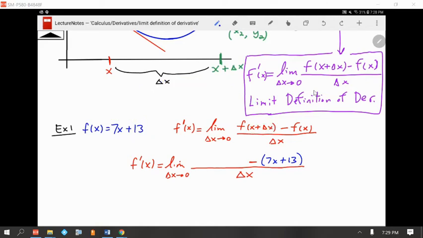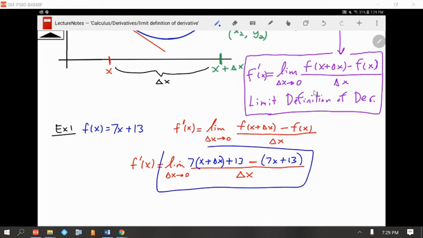Now, 2 was a monomial. So we're back to this issue with parentheses. When I do 7 times 2 plus 13, I have to put the 2 in parentheses. X plus delta x is a binomial, so I have to have it in parentheses. So that right there, boom, that is your setup.